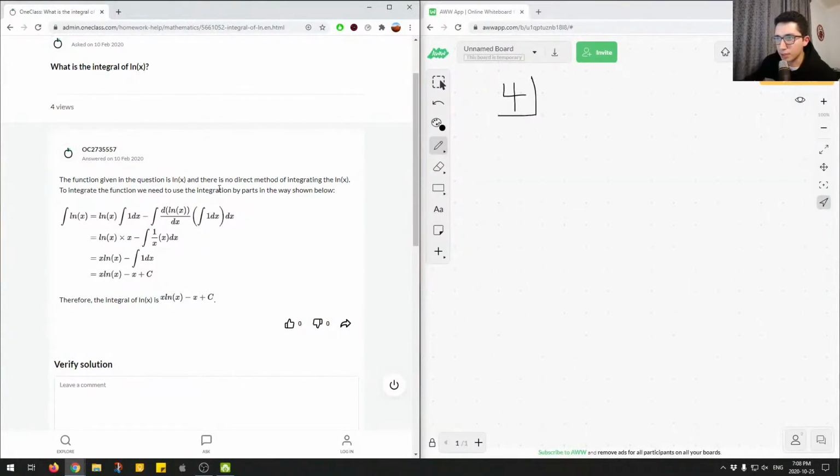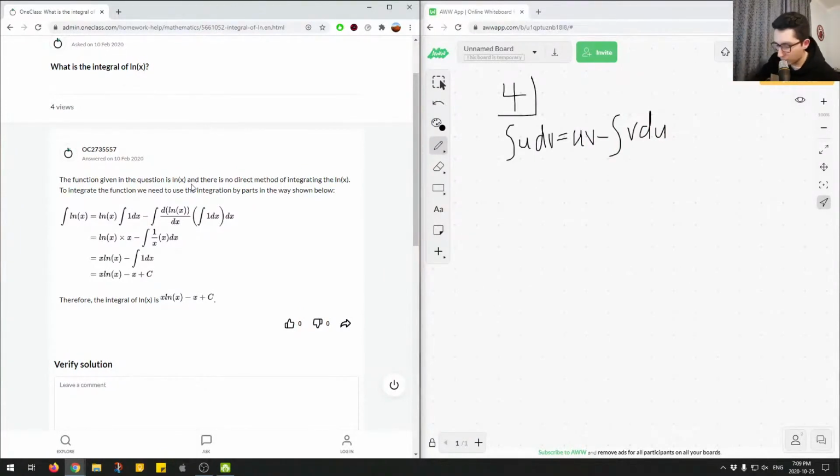The method we need is integration by parts. So this is what we're going to be using to do the integral. To go through the process step by step, I'll write down the formula for integration by parts. It will be the integral of u dv equals u times v minus the integral of v du. u and v are just placeholder variables, and you'll see how this is useful in a second.